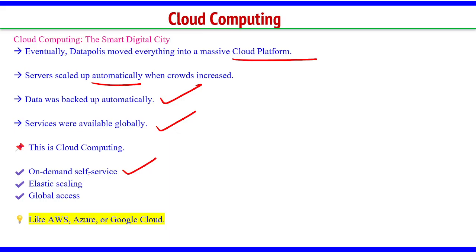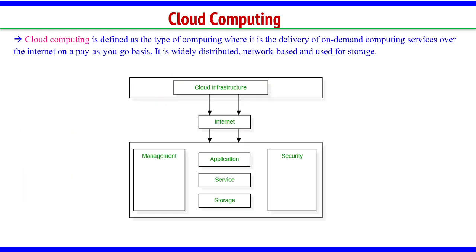Now, students or the participants who are coming for the grand festival, they need not come and register here, they can do it from anywhere. Okay, so these kinds of benefits we have. The examples are AWS, Azure or Google Cloud, right? So I think this is not required to discuss. We have already seen what cloud computing is. It's a type of computing where it is the delivery of on-demand computing services over the internet on a pay-as-you-go basis. Okay, so we have a lot of cloud infrastructure over the internet. Applications, services, storage, everything can be accessed.